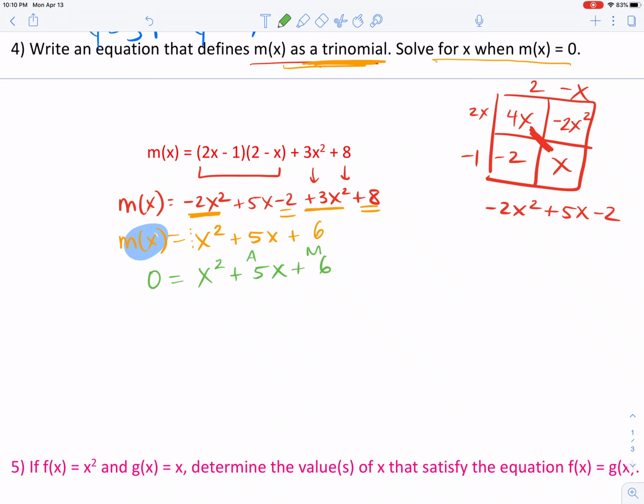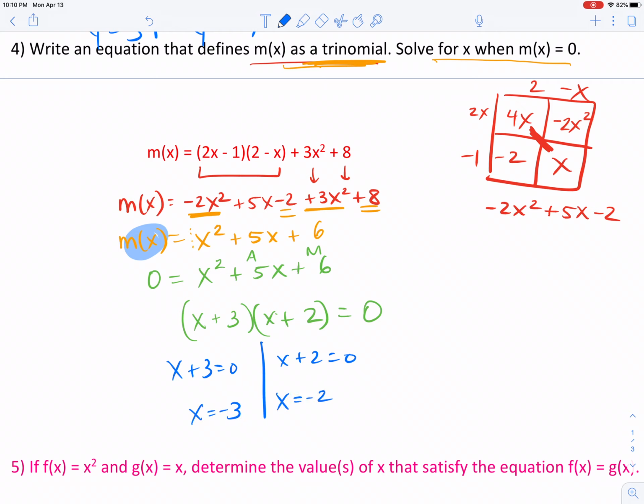Add, multiply, again because the leading coefficient is 1. Everything is positive. So when I finish with the x's in the front, what two numbers multiply to 6 and add to 5? This combo comes up a lot, the 5-6 combo. It's positive 3, positive 2. Then set each factor equal to 0. I'll get negative 3 and negative 2. And those are my solutions.